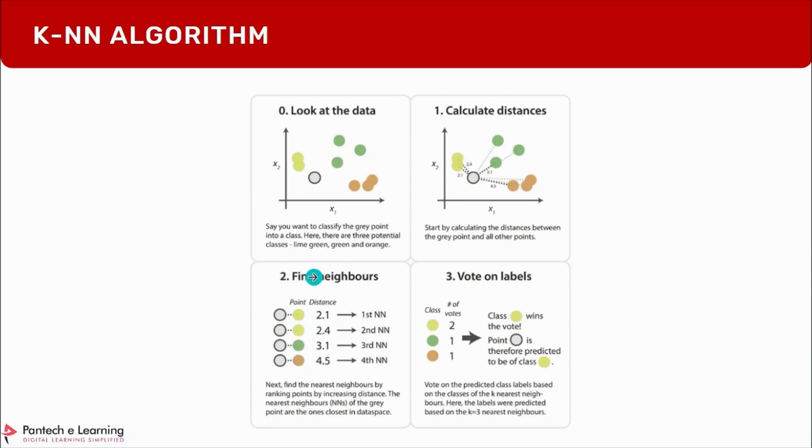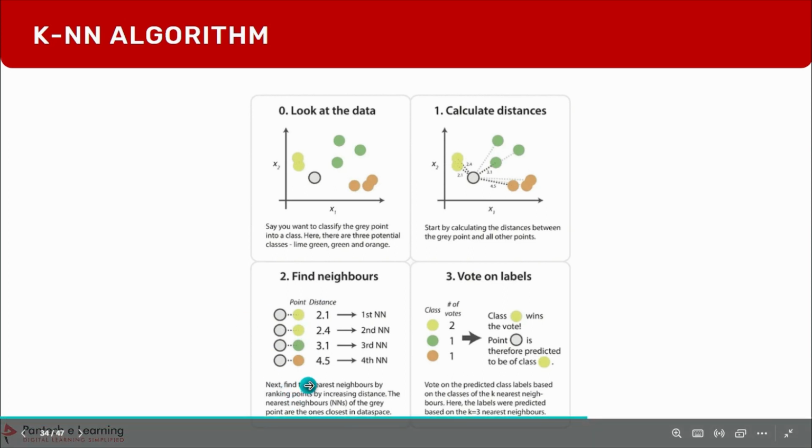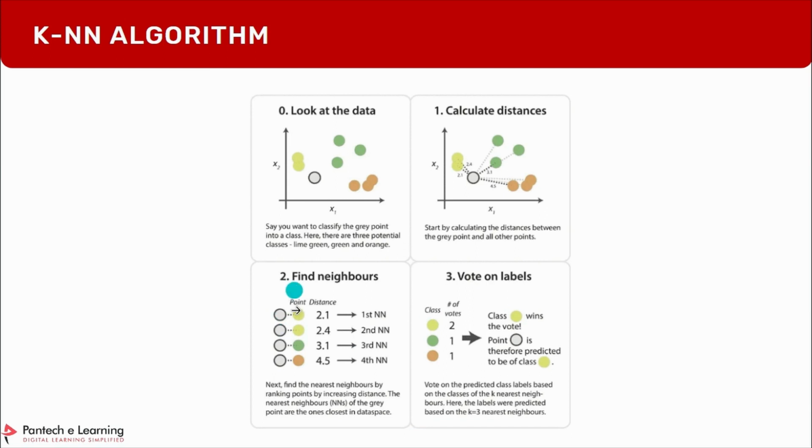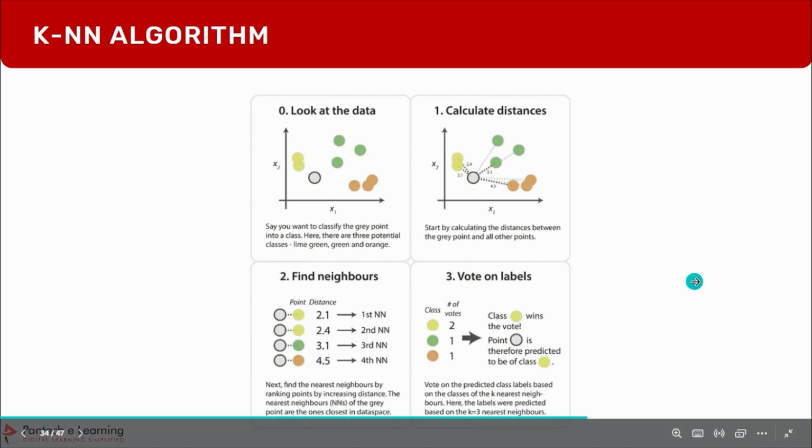Now it is going to take a vote. In the voting, we can see this color wins because it appears 2 times here. So these are the closest neighbors, which define that this point belongs to their group. Simply, that's how your K nearest neighbor algorithm works.